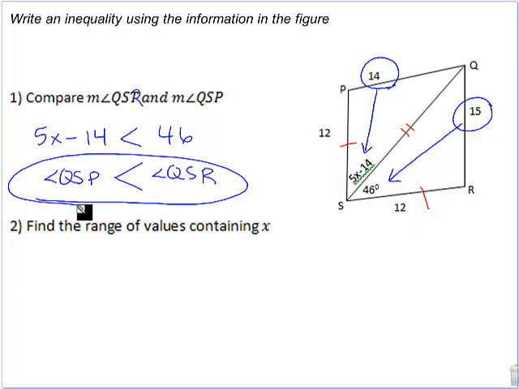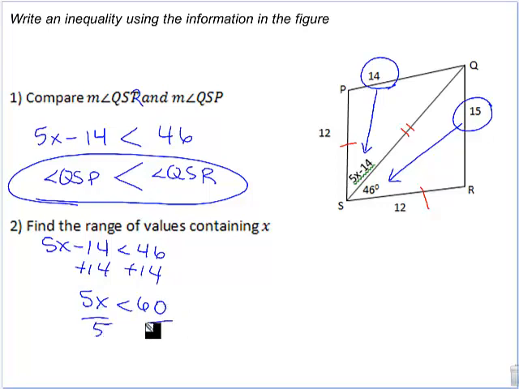And then, to find the range of values containing x, we just need to solve that inequality. So 5x minus 14 is less than 46. How would we solve that? Add the 14. So 5x is less than 60. Divide by 5. Not 30. 20. 15, yep. So x is less than 15.